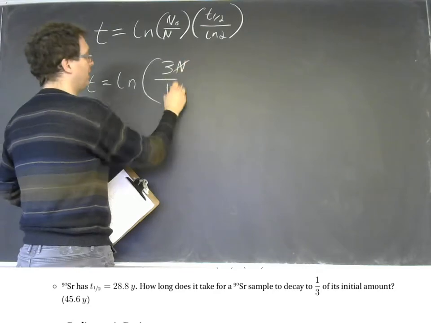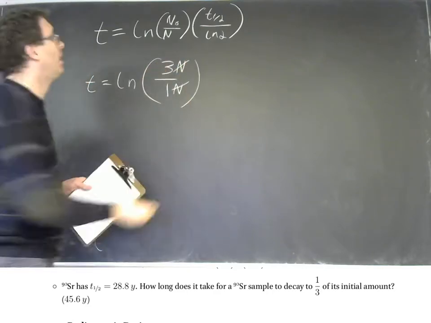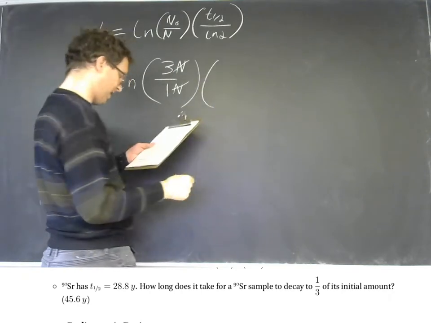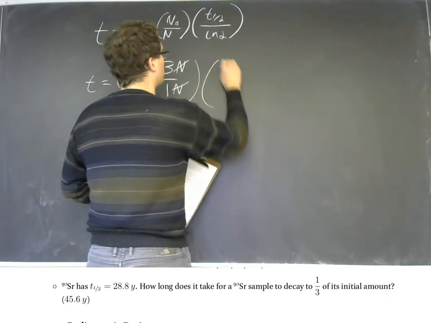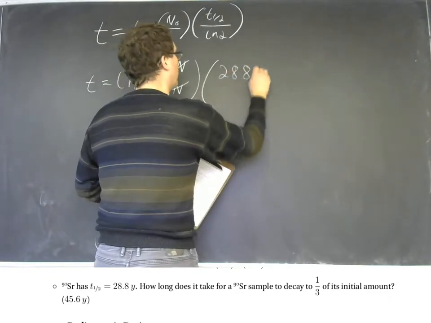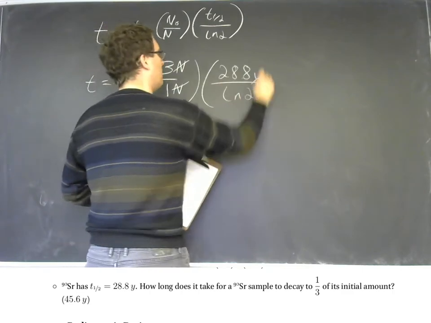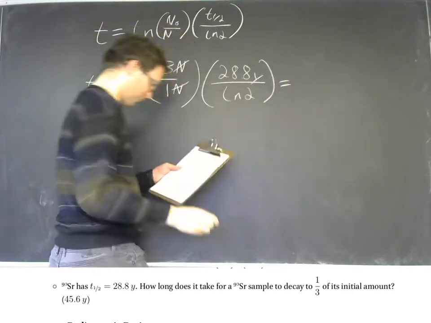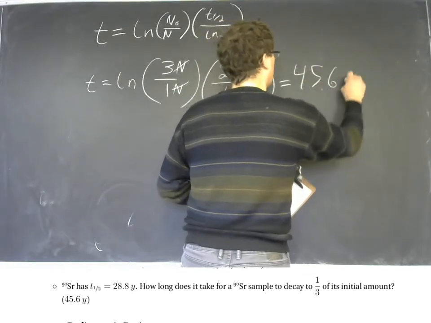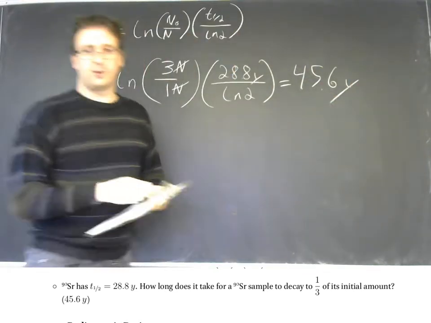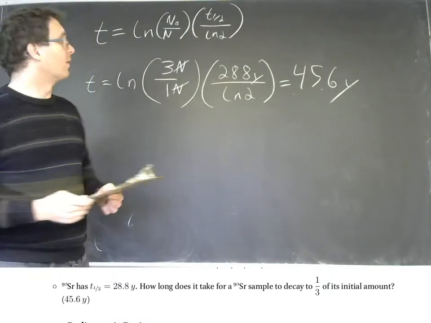And anyway, those would cancel, and so this ends up just being the natural log of 3 times the half-life, which was 28.8 years, 28.8 years over the natural log of 2. Okay, and this works out to be 45.6 years. 45.6 years for strontium-90 to decay to 1/3 of its original amount.